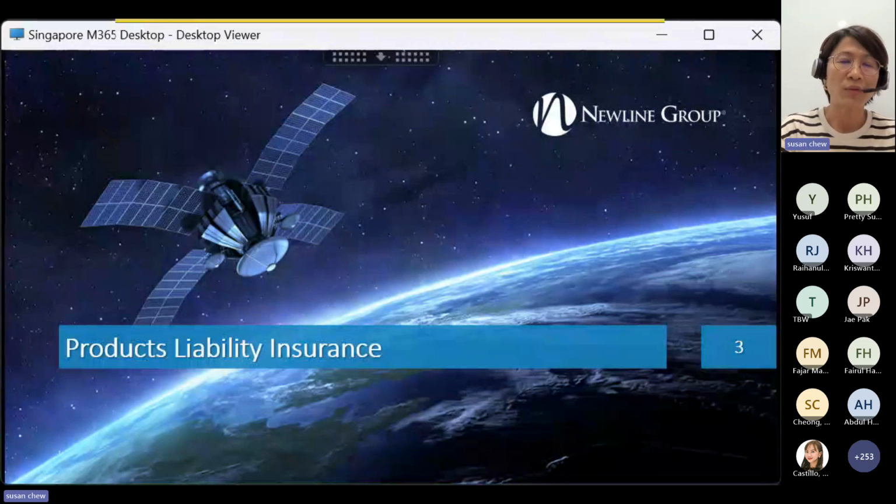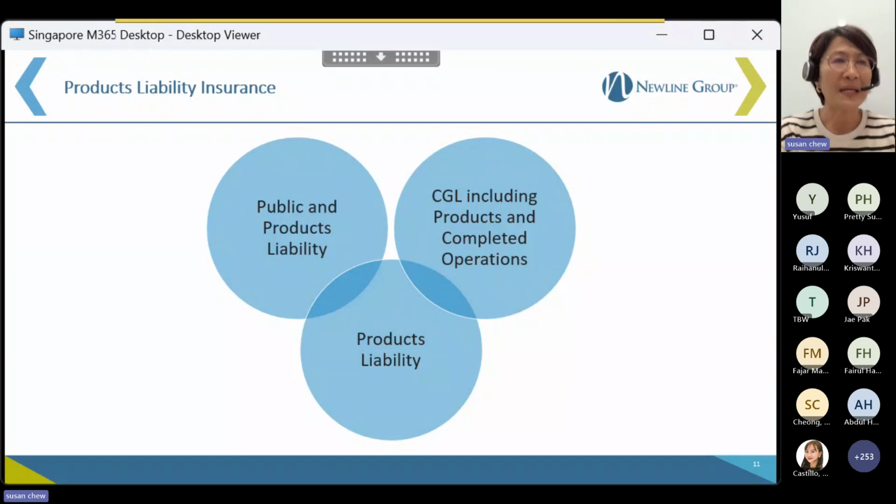So let's just go back to what product liability is and what it actually covers. Product liability is a specialty class on its own. It is very often bundled with comprehensive general liability. So what you would typically see is insurers offering public and product liability in the English context, or in the American context, we call it a CGL, comprehensive general liability, including product and completed operations. That essentially encapsulates public liability and product liability exposure, but very often you can also buy product liability on a standalone basis.